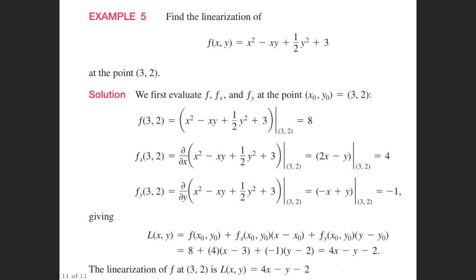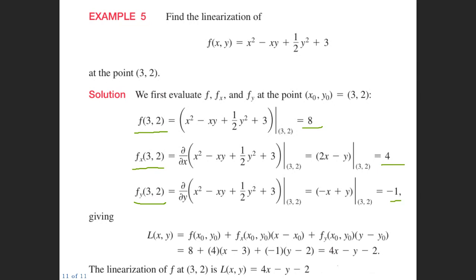An example from the book. Let's go faster again. Find the linearization of x squared minus xy plus a half y squared plus 3 at the point 3, 2. What do we need? We need f at 3, 2, fx at 3, 2, and fy at 3, 2. I'll leave it for you to check that these are 8, 4, and minus 1.